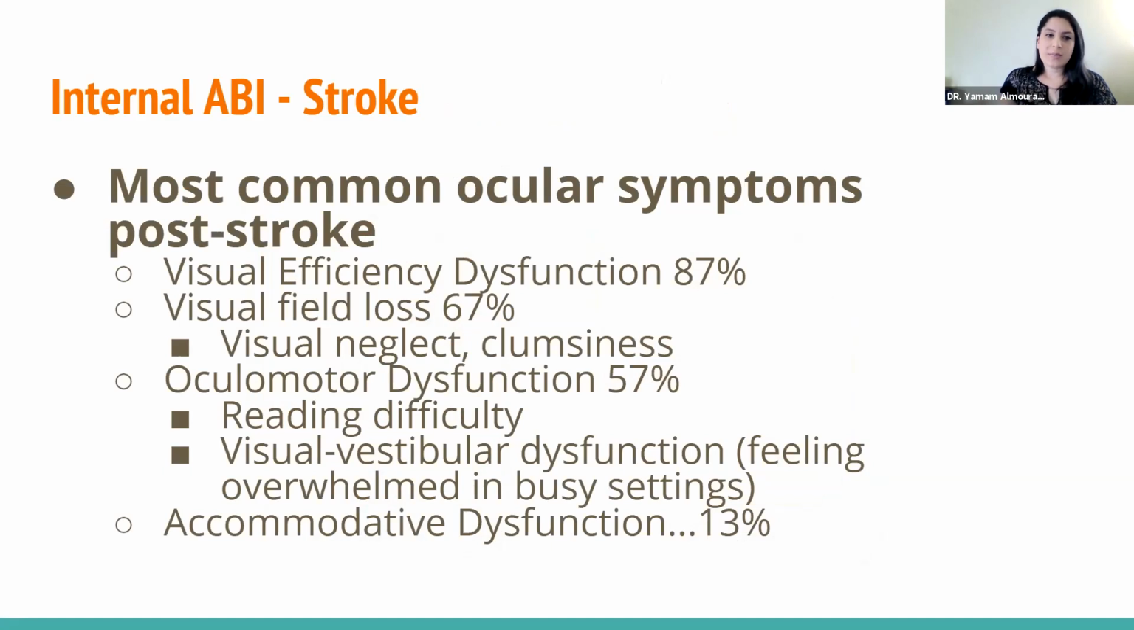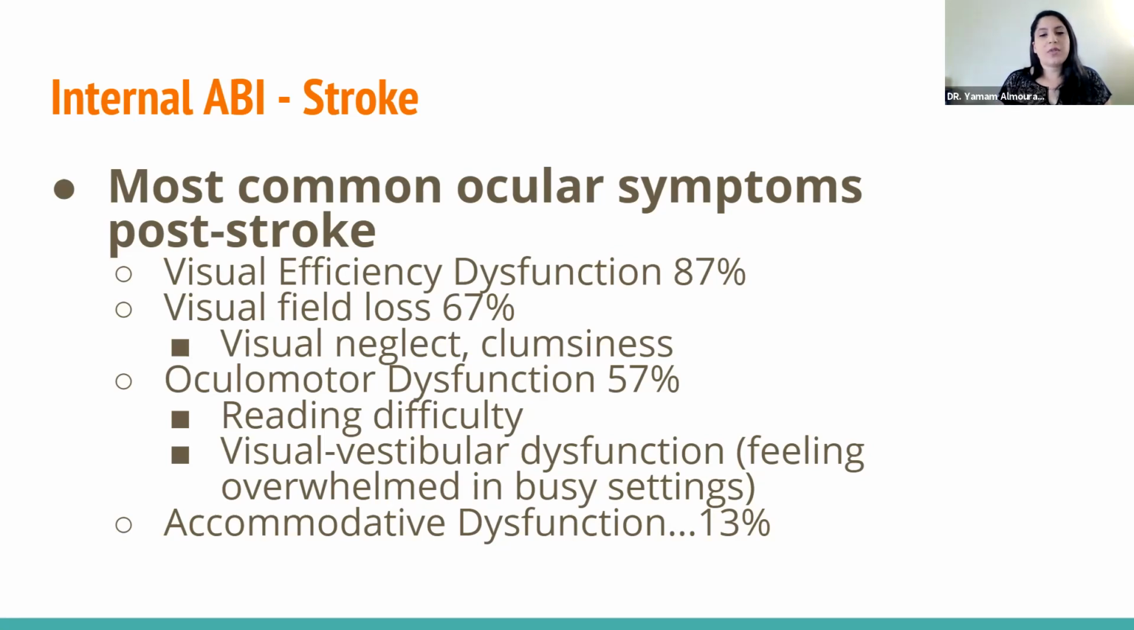So with internal ABI, looking at stroke here, the most common ocular symptoms that a patient experiences after a stroke: 87% of patients experience visual efficiency dysfunction. Just like we talked about here, eye tracking, eye focusing, eye teaming, some sort of issue with both eyes not functioning together as a team. 67% have a visual field loss.